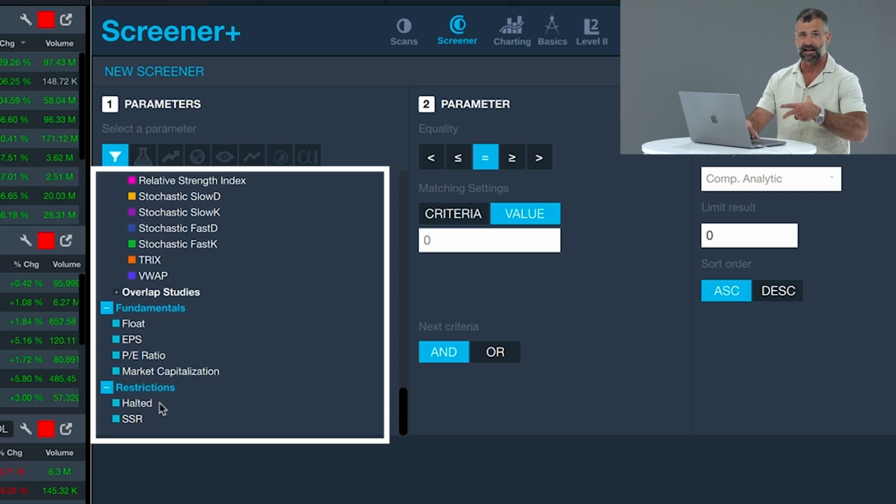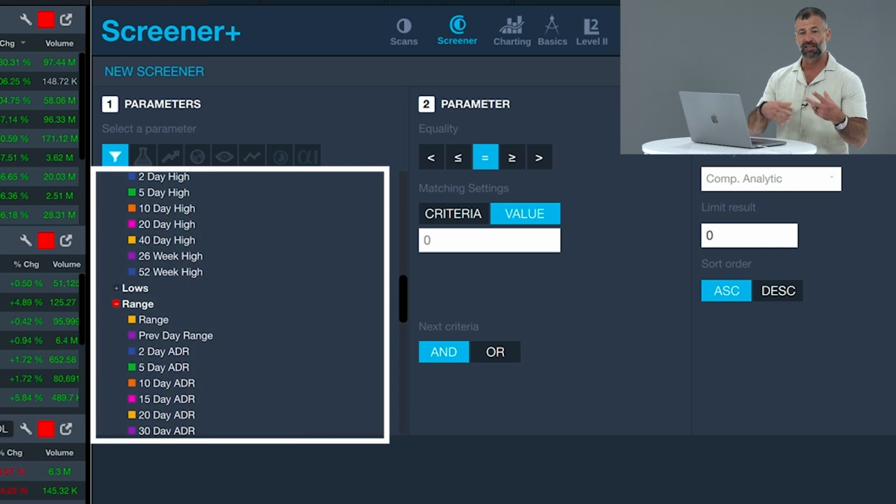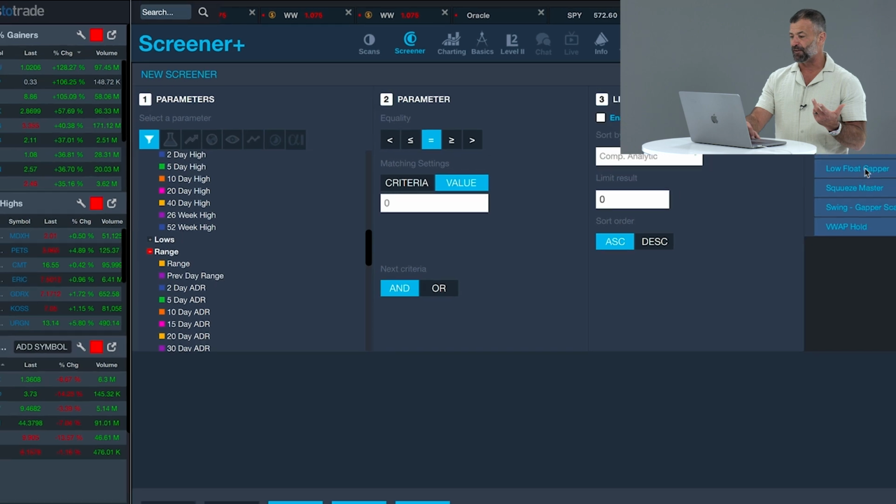Looking for halted stocks, stocks under the SSR. It just goes on and on and on. And then you can combine those to build a scan. So I'm just going to walk through one of my favorites.